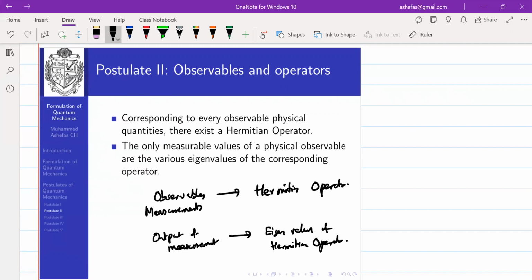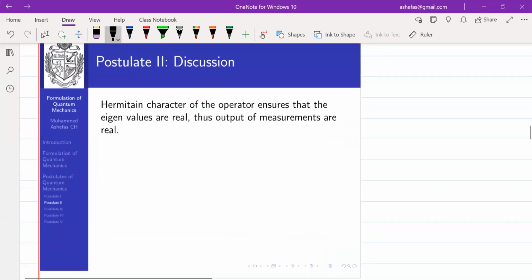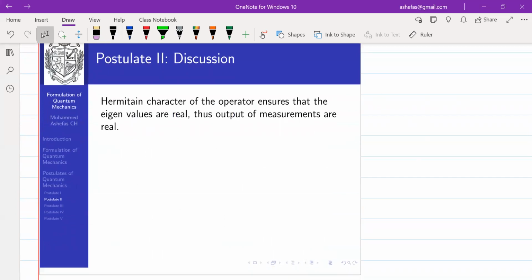So that is why, by this postulate, your observable must be a Hermitian operator. This Hermitian character of the operator ensures that the eigenvalues are real, that is, the outputs of measurements are real. Because this postulate states that the output of measurement are the eigenvalues, and that must be real. The output of measurements must be a real quantity. So for that, your operator must be a Hermitian operator. So if you mathematize the measurement, it is represented by the Hermitian operator in that Hilbert space, and that Hermitian character ensures the output of the measurement is a real quantity.